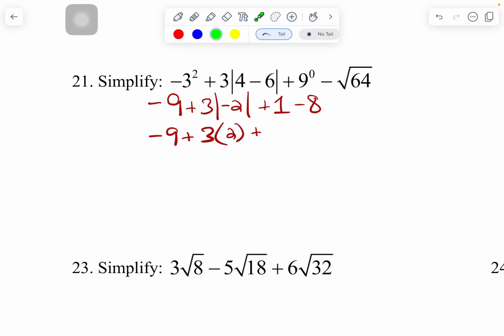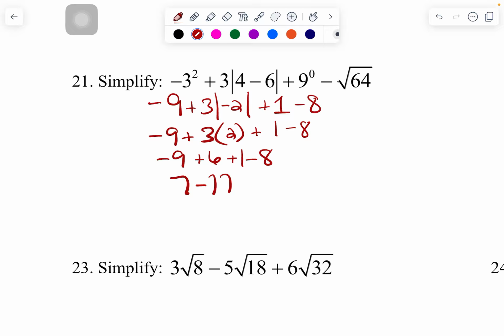But then this becomes a multiplication problem. All right, so then 1 minus 8. So -9 plus 6 plus 1 minus 8. So let's see. The 6 plus 1 is 7. -9 and -8 are -17. Let me actually write 17 there. So -10 should be the answer for that one.